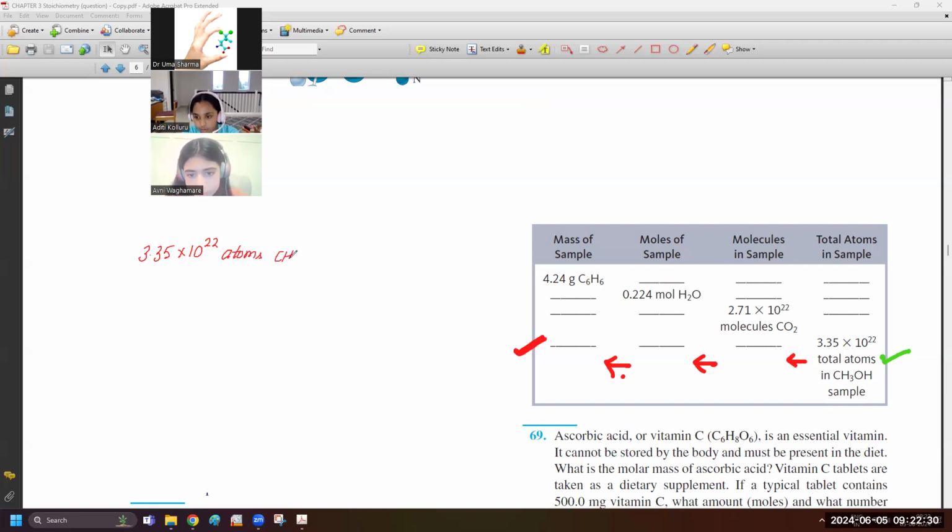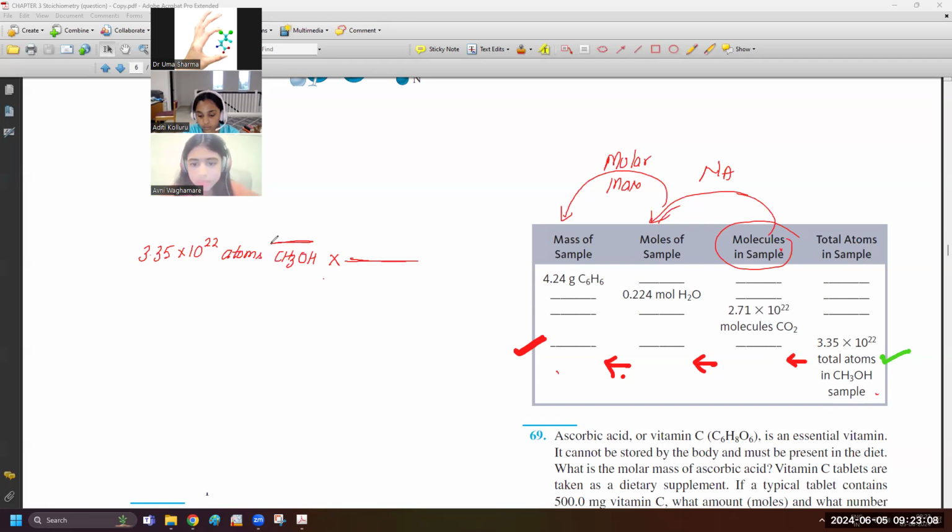So where should I go from here? Molecules of sample. Very good. That's good planning, Avni. Avni is saying that you go from atoms to molecules, molecules to moles by using Avogadro's number, and the moles to grams by using molar mass. See, she has done the planning up to here. These are the atoms. So what is the first ratio, Avni?